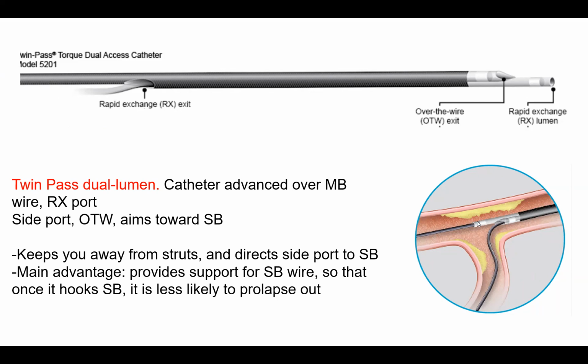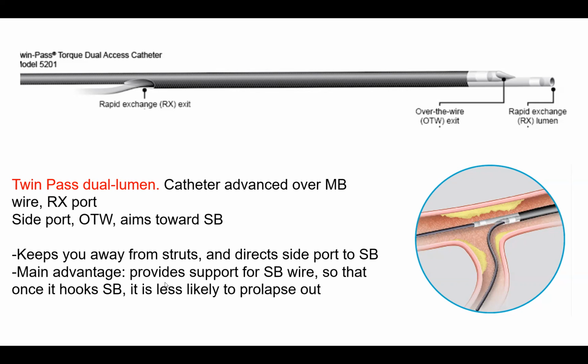So you advance the monorail over the main branch wire, then you advance a wire through the over-the-wire portion of it. You advance it into the side branch. You shape the wire properly. You position that portion across the side branch, and you try to advance into it. It has two advantages over the balloon catheter. One, it keeps you away from the struts, because any catheter, including a balloon catheter, is unlikely to go behind the struts. So it keeps your wire from going behind the struts, keeps you centered.